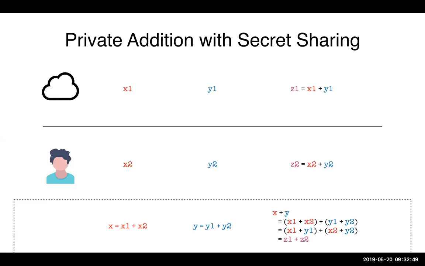So we can define the z1 and the z2 in this way. And if you rearrange the formulas a bit, you can see that z1 and z2 now add up to x plus y.